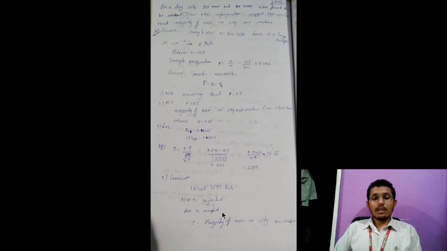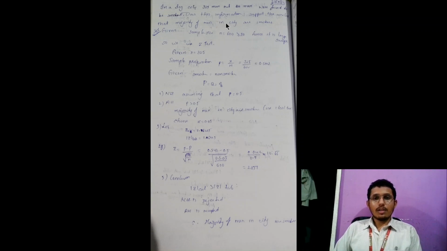So from this premise, we can infer that the majority of men in the city are smokers. And AH is accepted, the alternate hypothesis. So what is AH? P greater than 0.5: majority of men in the city are smokers. So AH is accepted. From the data given, we prove using the Z-test that the majority of the men in the city are smokers, in which there are 600 men and the number of smokers is 325.